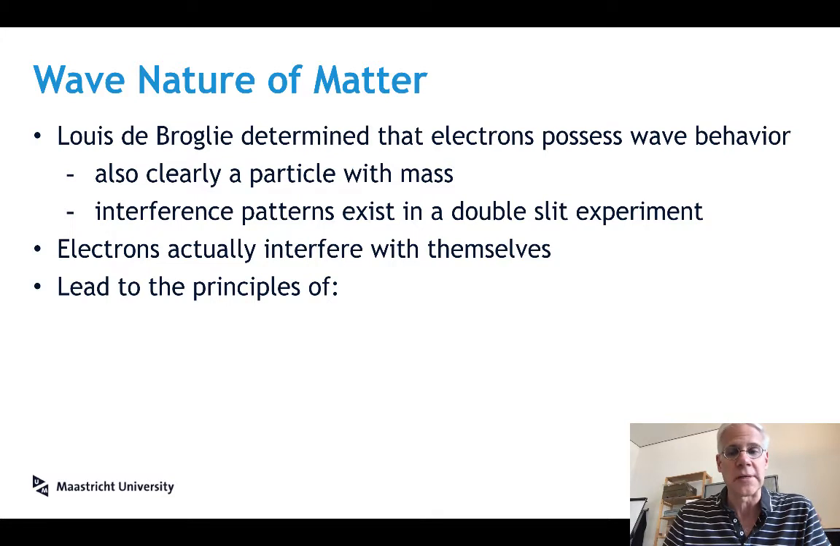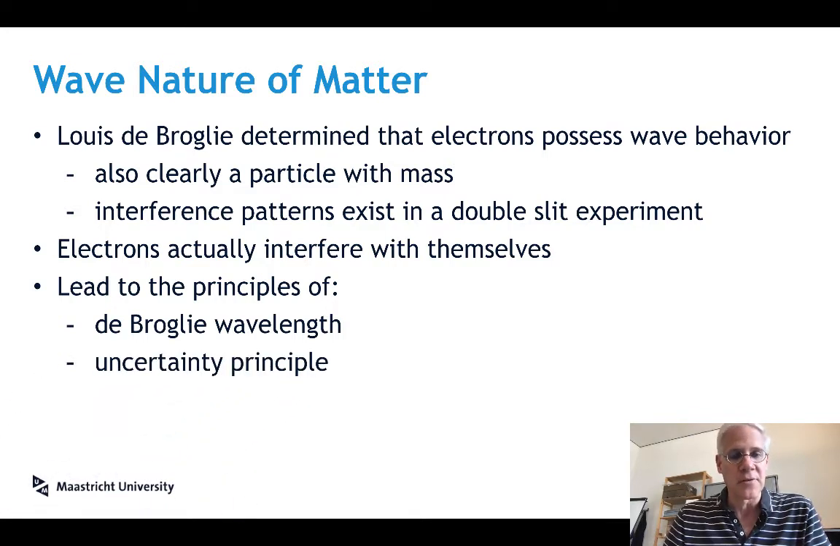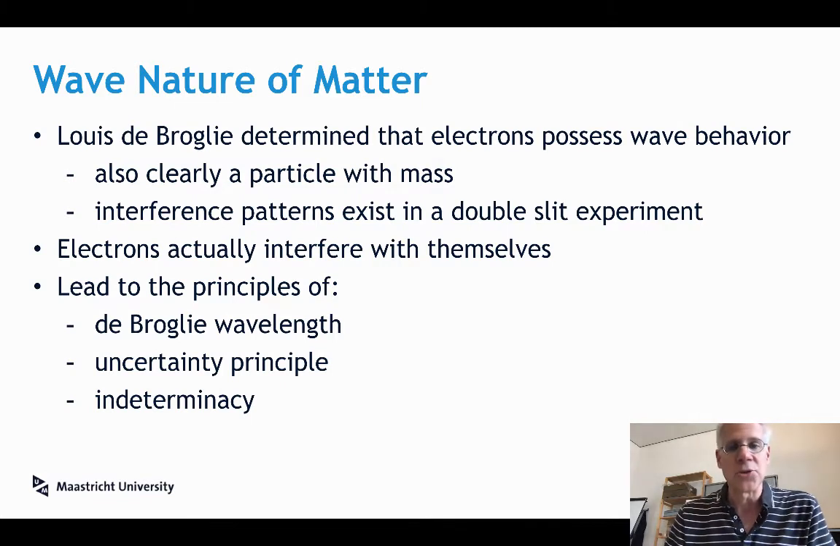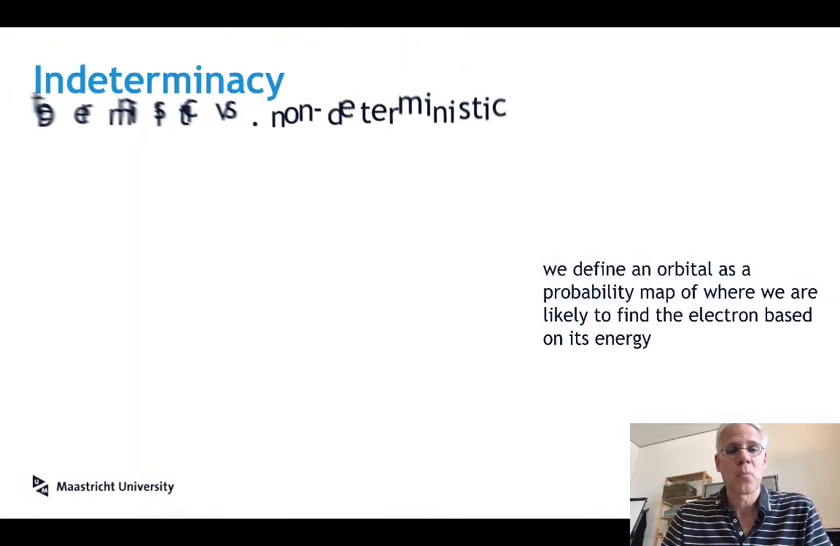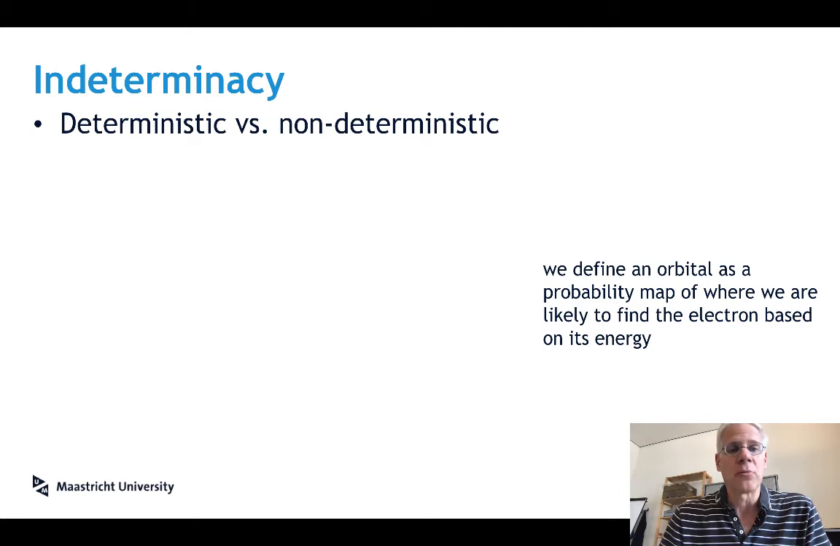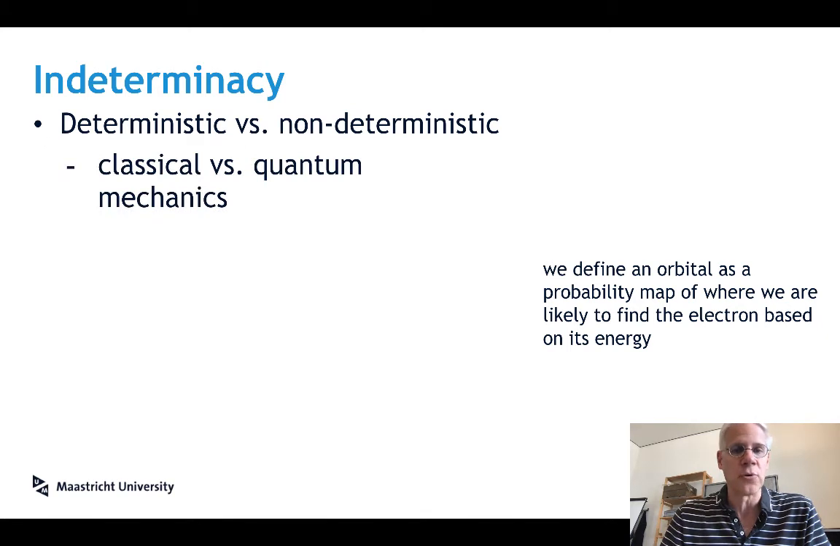Now, where this eventually gets us to is this idea of the de Broglie wavelength, which we're not going to explore here. It does get us to the uncertainty principle, as well as this idea of indeterminacy. And we really want to focus on this idea of indeterminacy because it really sets up how we view electrons around an atom. So for indeterminacy, we're really looking at a deterministic versus a non-deterministic point of view as far as where objects are and where they're headed.